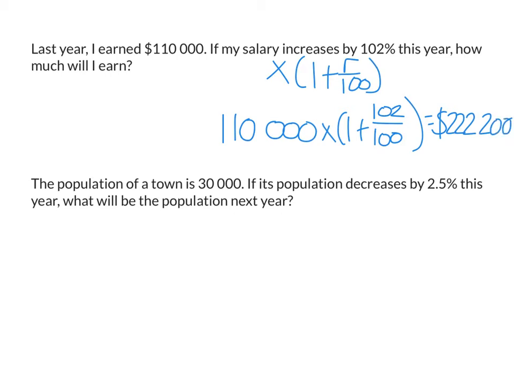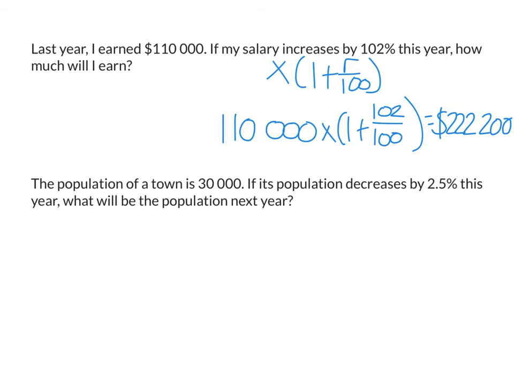So let's just have a think. Is that right? Well, if my salary is 110,000, increases by just over 100%, that means it doubles plus a little bit. And that's sort of what we have here. This is a bit more than double that. So whenever you increase something by 100%, you double it. So we know we're on the right track.